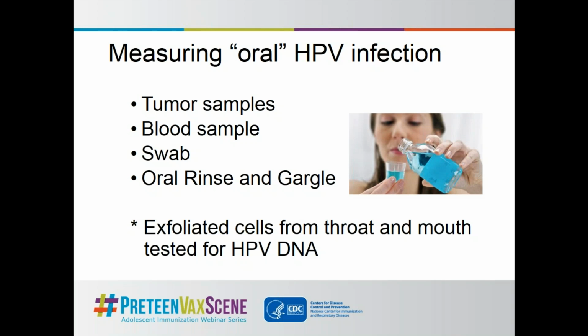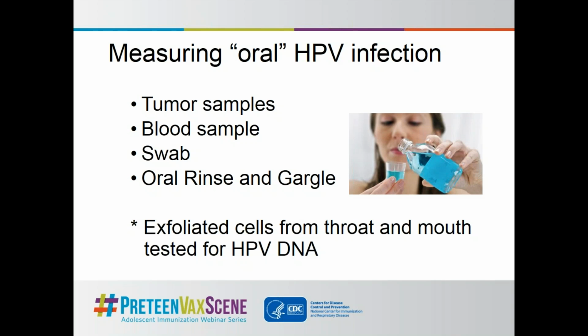But in healthy individuals who do not have cancer diagnosed, measuring oral HPV infection is much more difficult. We can look for HPV antibodies in their blood, but if an HPV antibody is detected, it could represent an HPV infection that's oral, but it could also represent an HPV infection that is genital or anal. So it's not site-specific.